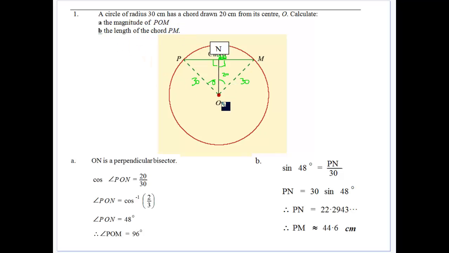Then find the length of the chord PM. Well, let's use sine of 48. So again, we've worked out that's 48 degrees. So using PN over 30 and sine, we could have used tangent if we wanted to. It would work out exactly the same. So PN comes out at approximately 22.2943. Double that again, we get 44.6 approximately.